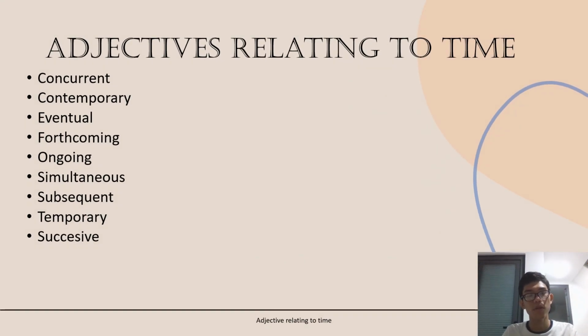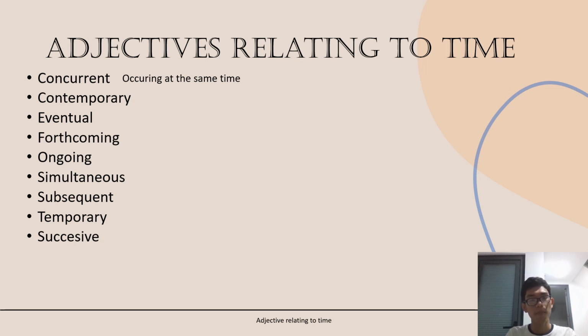Right now, I will show you some adjectives relating to time. The first one is concurrent. Concurrent means something is occurring at the same time. For example, there were concurrent riots in several northern towns in England.